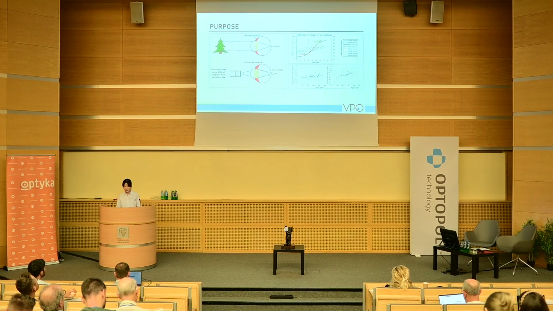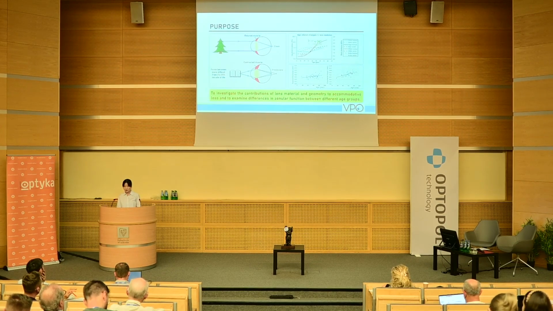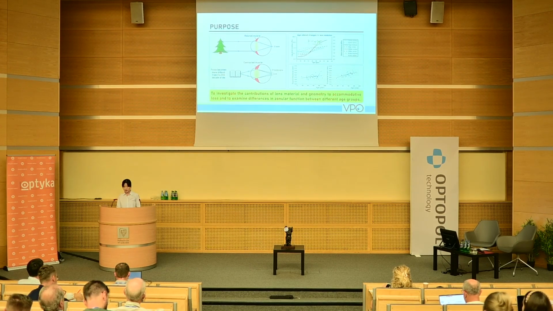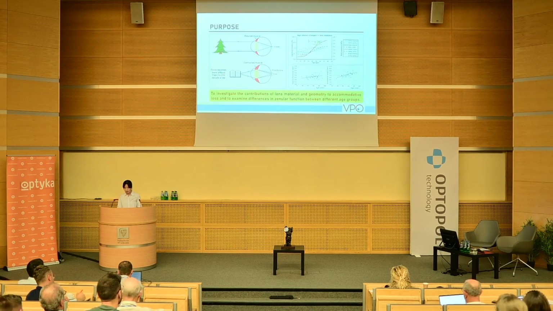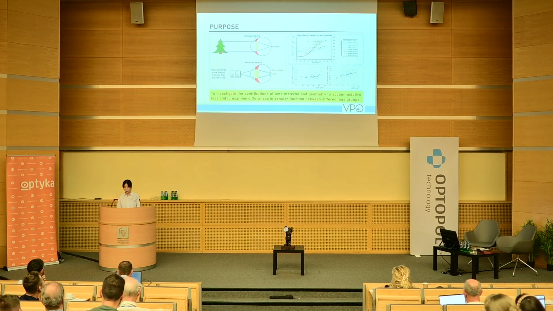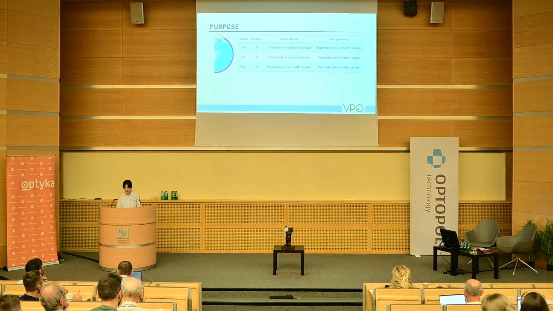And our study aims to investigate how these changes in lens material properties and geometry contribute to the loss of accommodation. Additionally, we examine the differences in zonular function between the different age groups. And we hope this study can help us get a deeper understanding of how these factors affect the lens ability to focus.